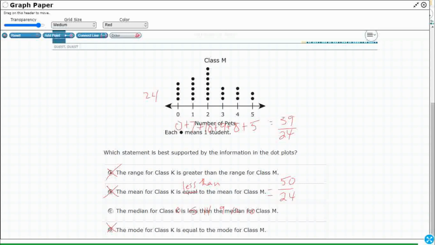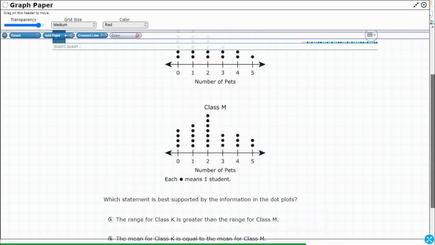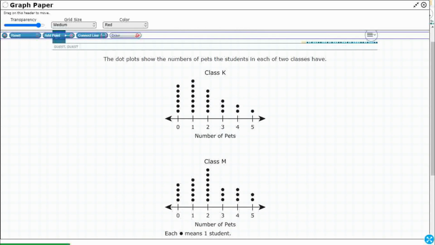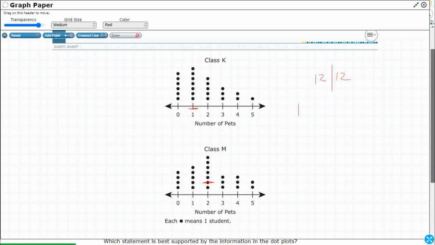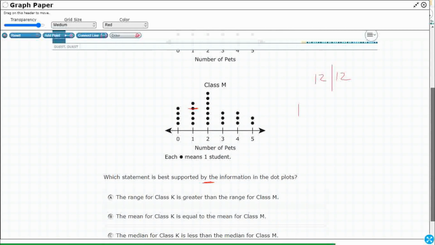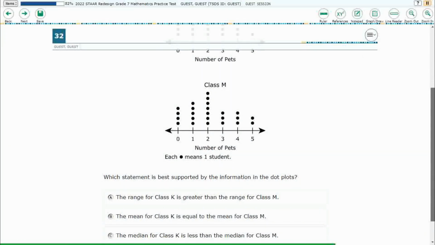Let's check C. Median. All right, so the median is just the middle number. So there were 24, right? So if I take 24 and a half, that means I'm going to have 12 on one side, the median, 12 on the other side. So I need to find where that line is. 1, 2, 3, 4, 5, 6, 7, 8, 9, 10, 11, 12, right there. So the median is 1. 1, 2, 3, 4, 5, 6, 7, 8, 9, 10, 11, 12. The median is 2. And what does it say? Median for K is less. That is correct. 1 is less than 2. Our answer is C.